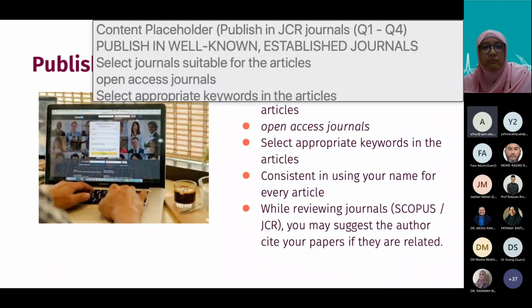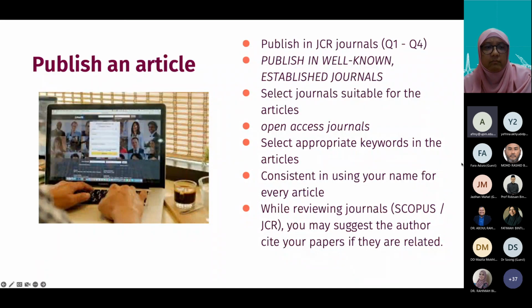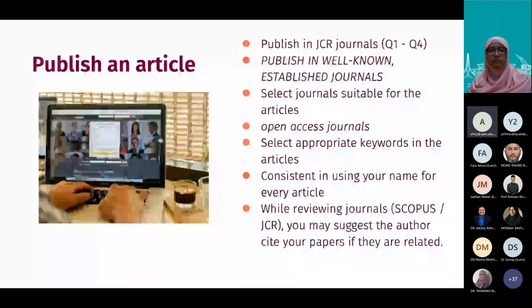And then this one is publishing an article. This is enhanced from the previous one. So publish in JCR. As you can see, if your paper is published in JCR, Q1 until Q4, it will also be published in Scopus or in a well-known established journal. And the important thing is to select a journal suitable for the article. For example, my second field is mathematics education. So if I have a paper in mathematics education, I should publish in a Journal of Mathematics Education.